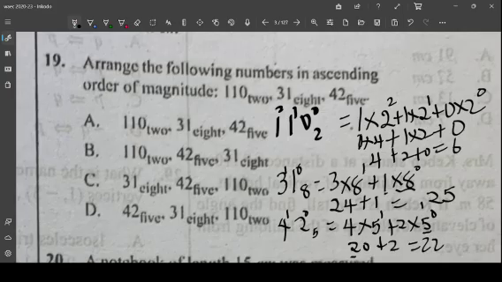So we are going to arrange in ascending order, which means from the lowest to the highest. So what's the smallest number? Obviously 6, which is 110 in base 2. What's the next? The next number is this, which is 42 in base 5, and then followed by 31 in base 8. Option B is the correct answer.